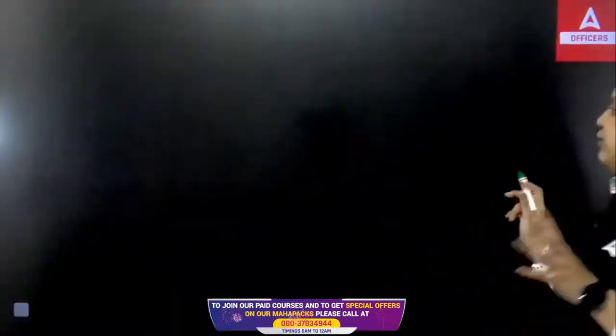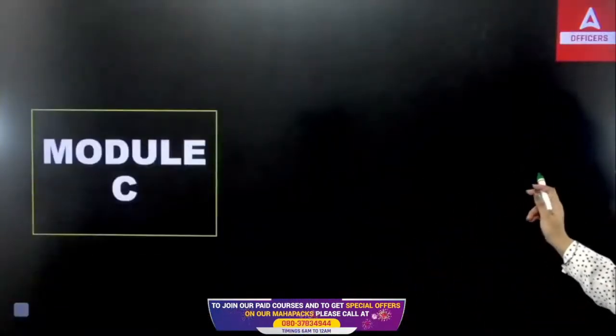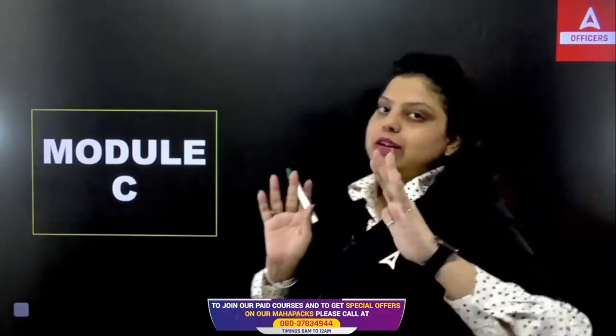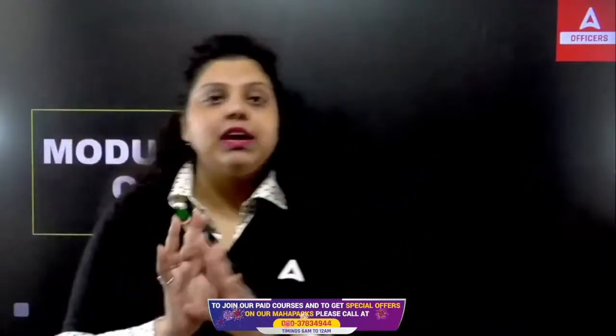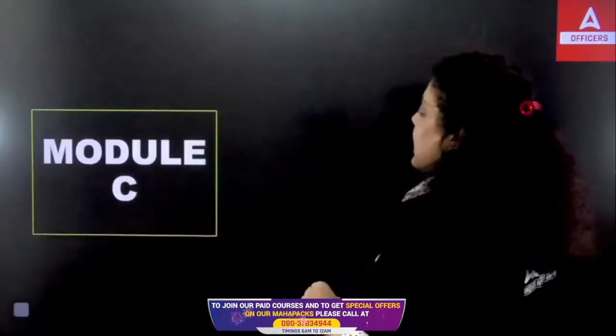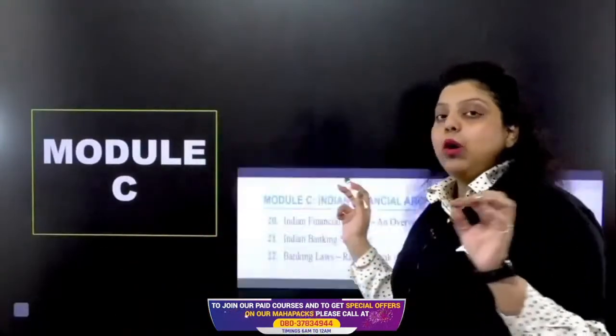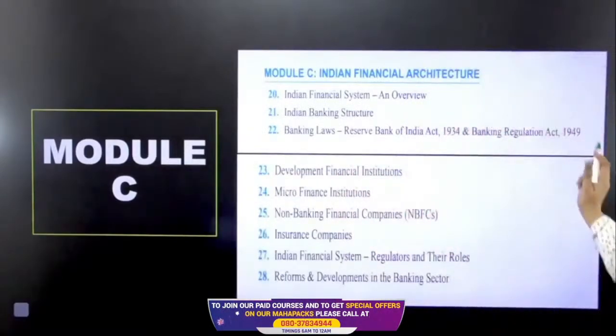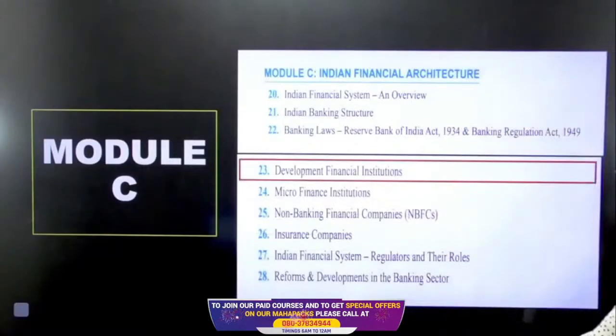There are 45 units in your Indian economy, Indian financial system subject. Out of these 45 units, 19 units are in modules A and B, which we have completed. Next we have module C, and in module C, units 21 and 22 we have already discussed. Today we are going to discuss the 23rd unit, that is, the development financial institution.